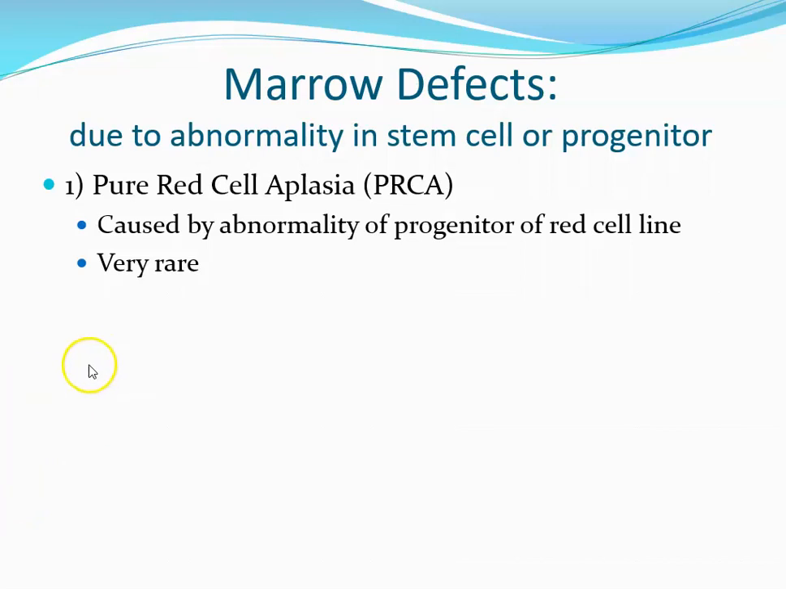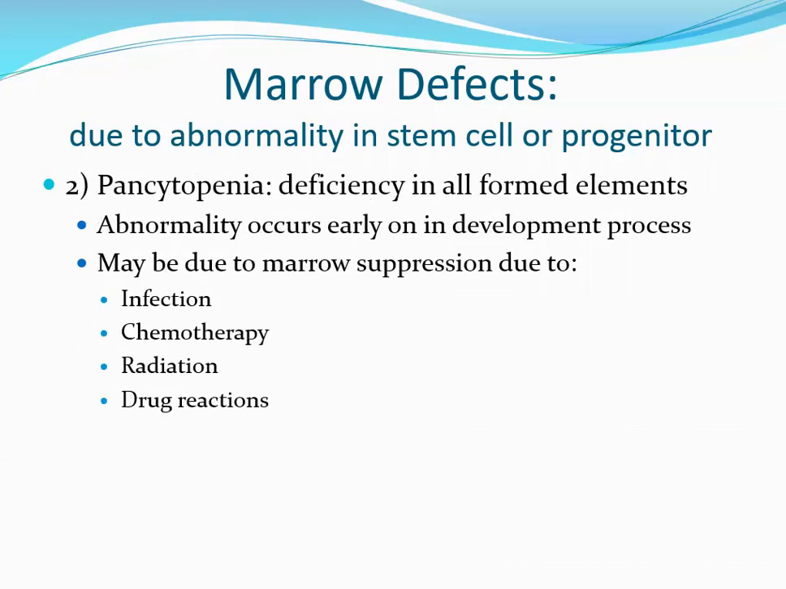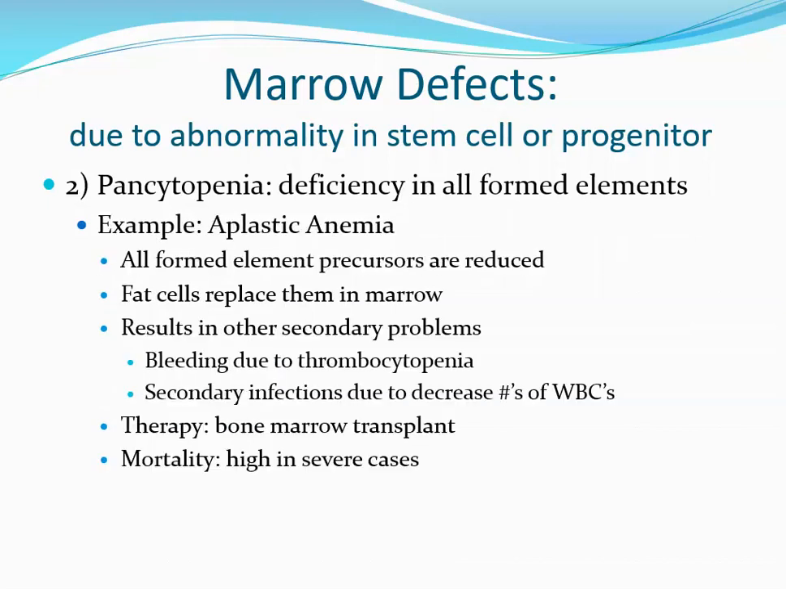This truly is an abnormality of the progenitor for the red blood cell line, but this is a relatively rare form of anemia. More likely, you will see a pancytopenia. Pancytopenia is a deficiency in all formed elements, so the abnormality must occur early on in the development process, probably as far back as the stem cell. This could be due to bone marrow suppression as the result of an infection, chemotherapy, radiation therapy, or different drug reactions.